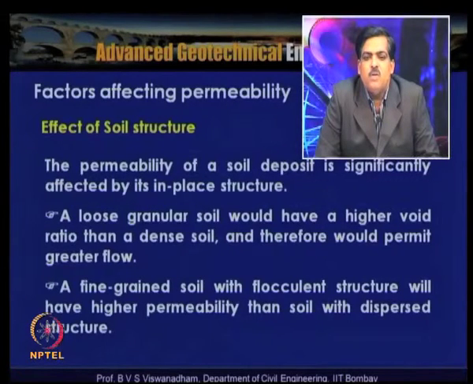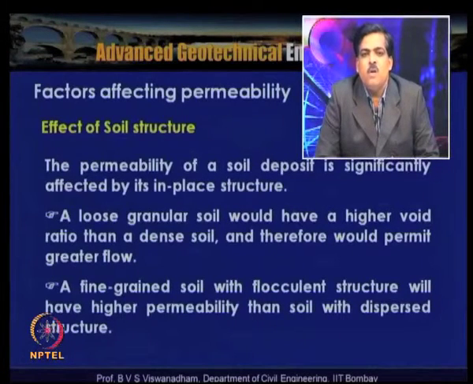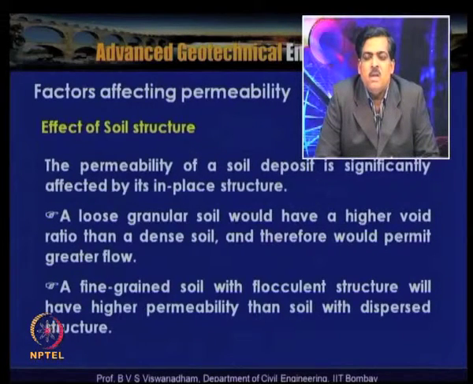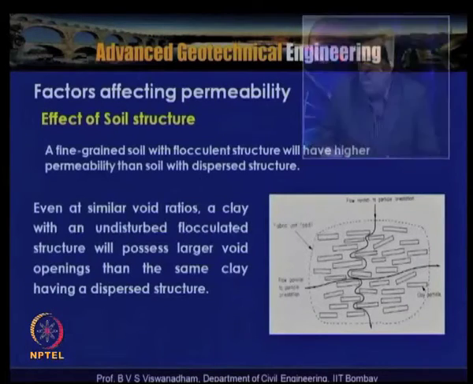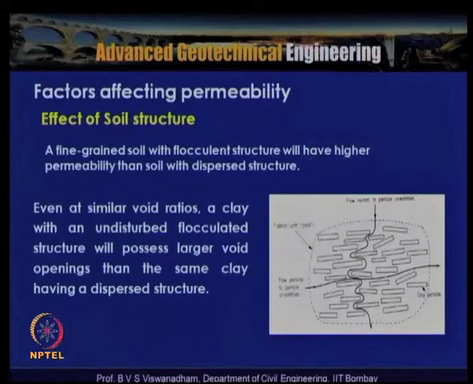Similarly, a fine grained soil with a flocculated structure will have higher permeability than one with a dispersed structure. If you look at the two extremes of soil, coarse grained soil can have a loose granular structure or a dense granular structure. A loose granular structure can have higher permeability than a denser granular structure. Similarly, a fine grained soil with a flocculent arrangement will have higher permeability than a dispersed structure.